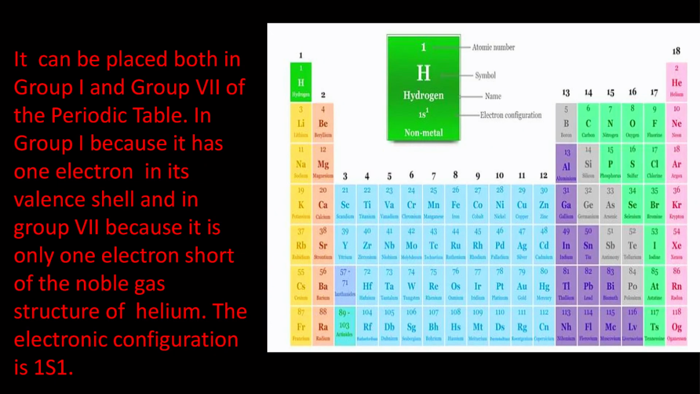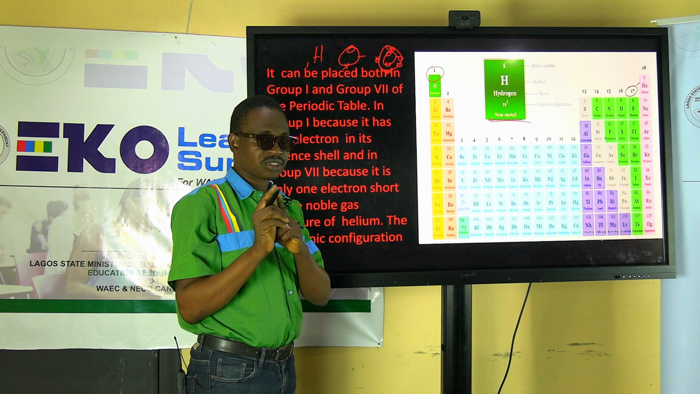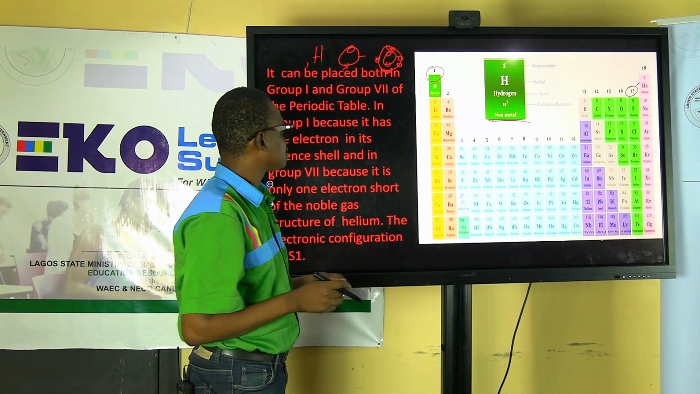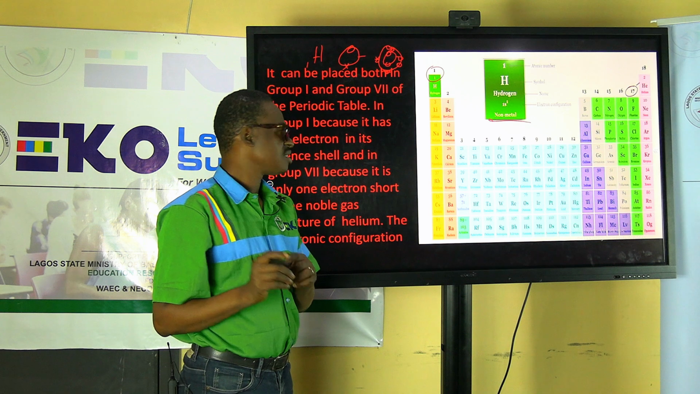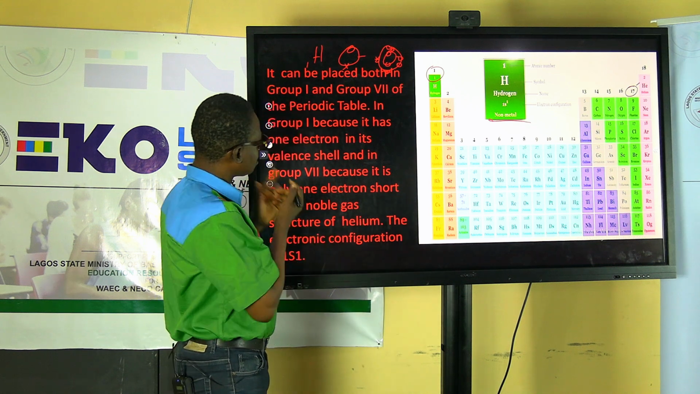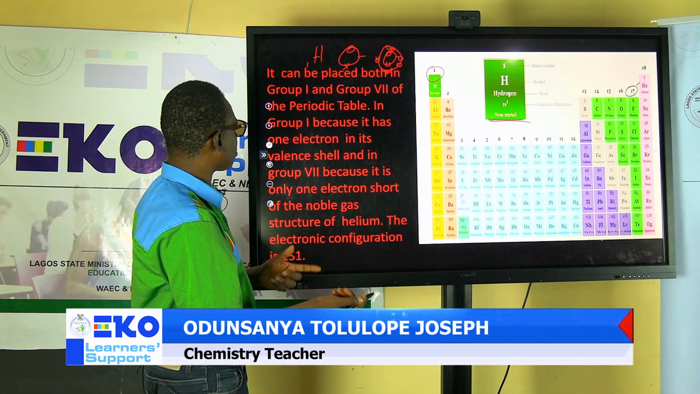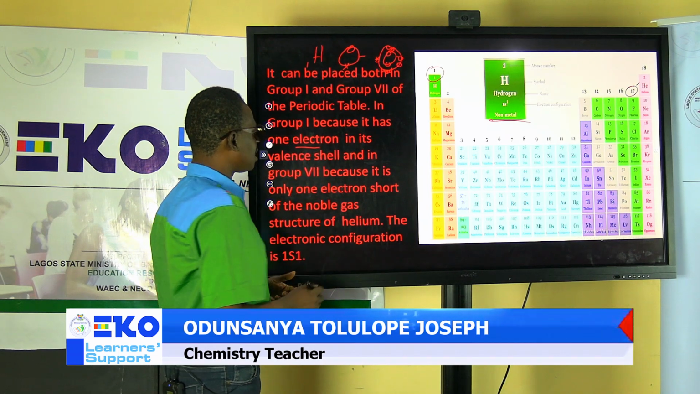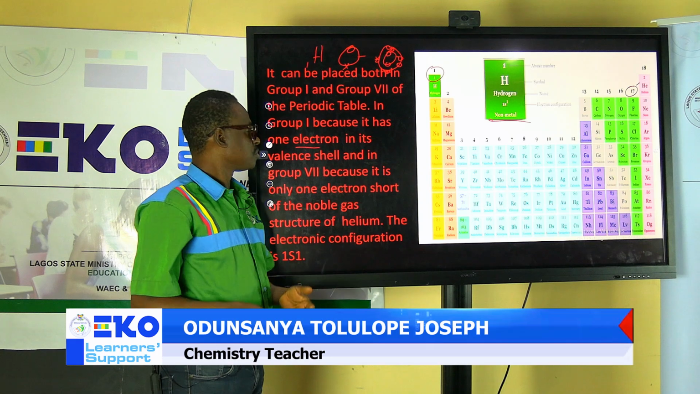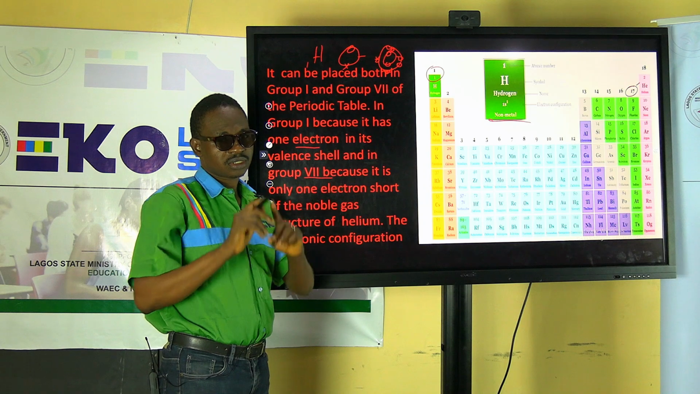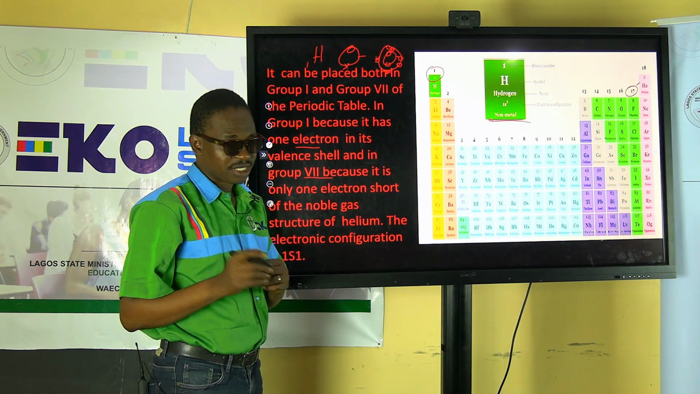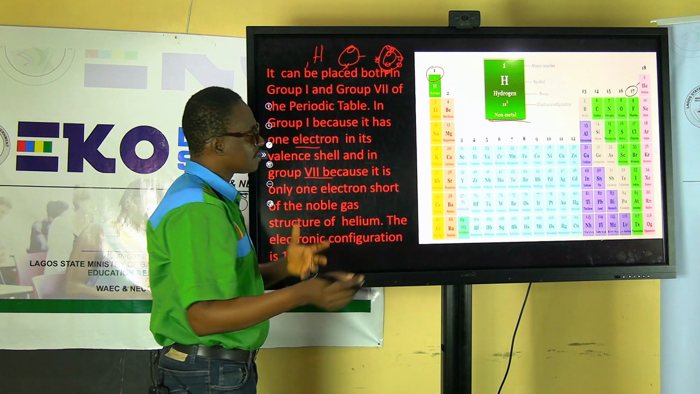Therefore, hydrogen can be placed in group 7 because it needs just 1 electron on the atom shell to get complete. And I can put it in group 1. Why? Because it has 1 valence electron. Please note this. It's very, very essential. It's placed in group 1 because it has 1 what? Electron in its valence shell. Good. It is placed in group 7 because it needs only 1 electron to become complete in that particular what? Shell.